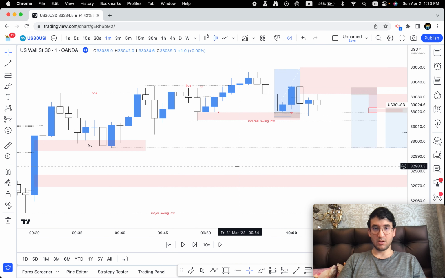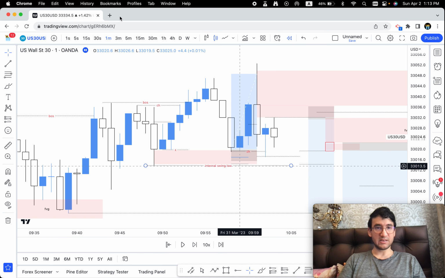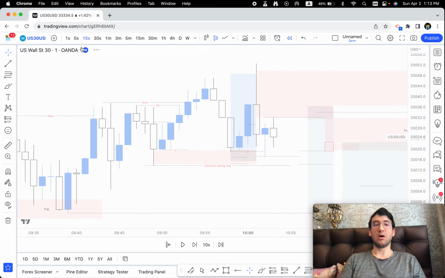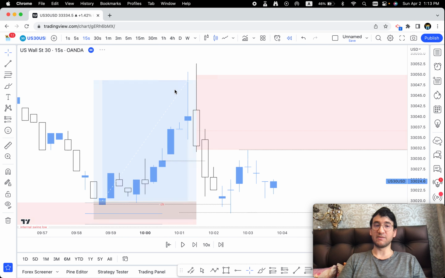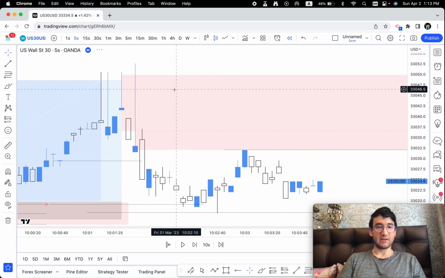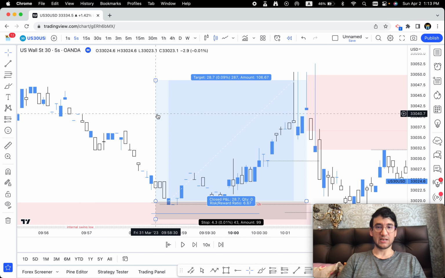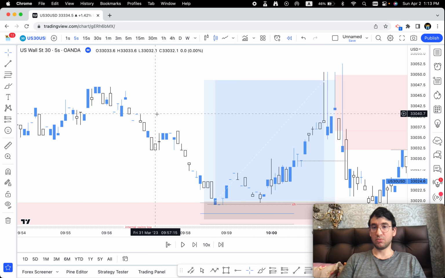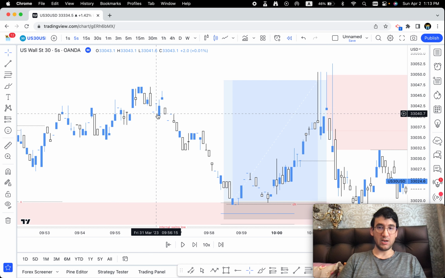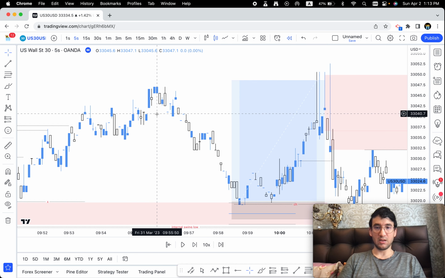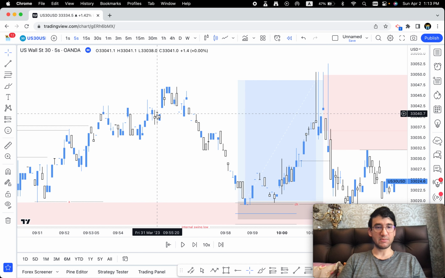So once we identify this clean break, we go in on a lower time frame. Just notice I'm going to the 5 seconds here. Everything's obviously fast. I don't really encourage everybody to do the seconds time frame if you aren't fully trained on trading the 5 seconds or the seconds time frames.